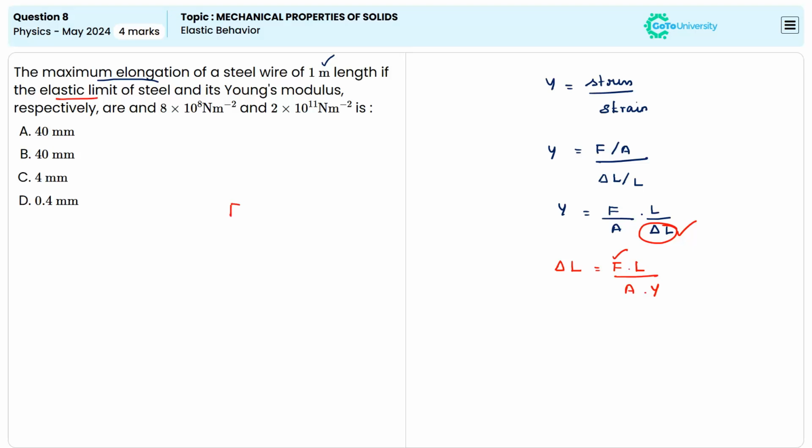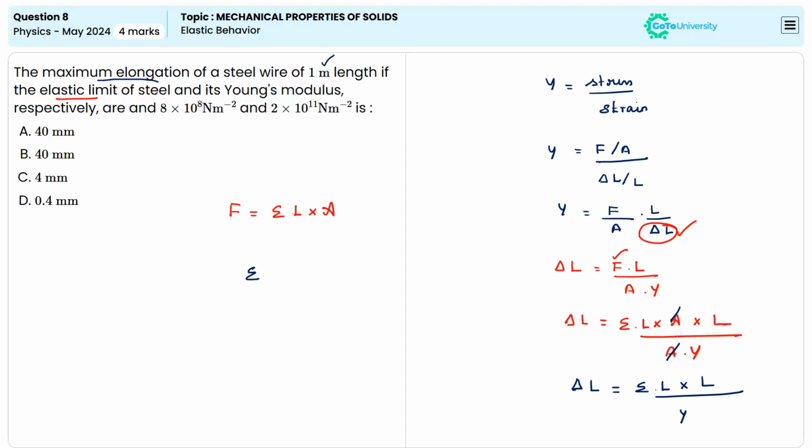It's known that force is equal to elastic limit times area. Based on that, if we rearrange the equation, del L will be equal to elastic limit times area times L divided by A times Y. When we simplify the similar terms, we get the expression for del L as elastic limit times original length L divided by Y, Young's modulus.